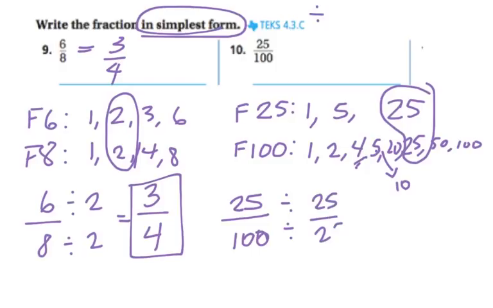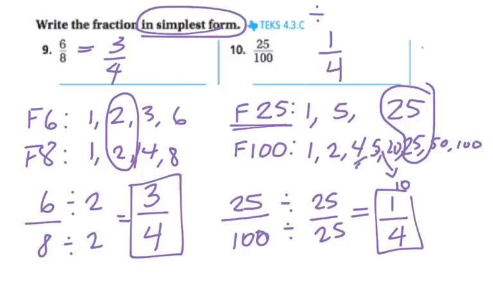Now, you may have noticed that I stopped looking for the largest number they had in common after I got to 25. And the reason I stopped is because, look, my numerator was a 25, so I'm not going to get any larger than a 25. Okay? So 25 divided by 25 would be 1. And then 100 divided by 25 would be 4. So 25/100ths can be thought of as 1/4.